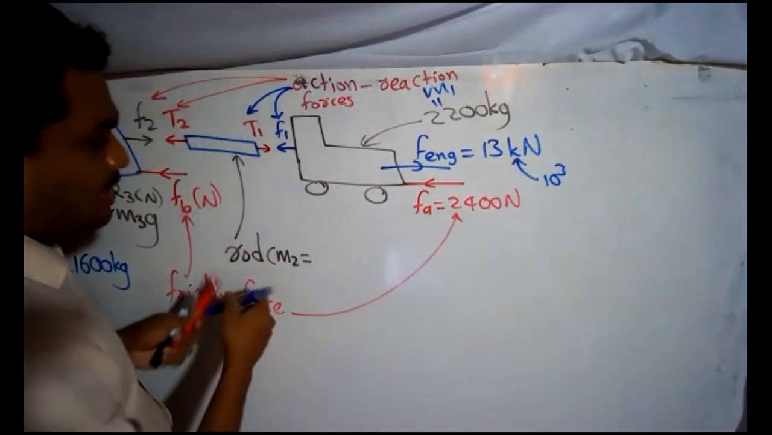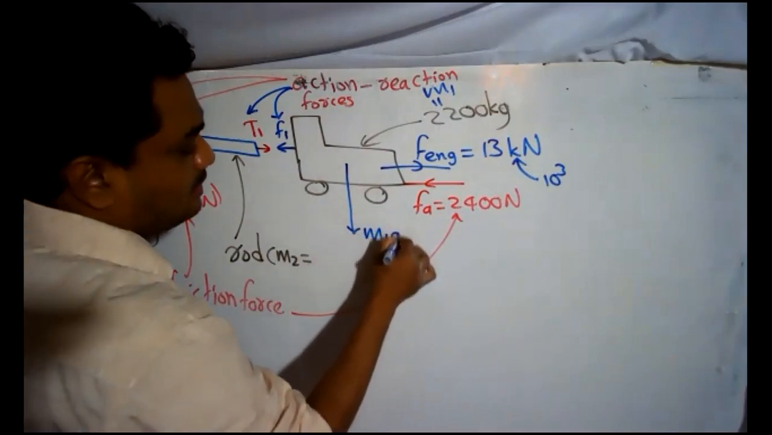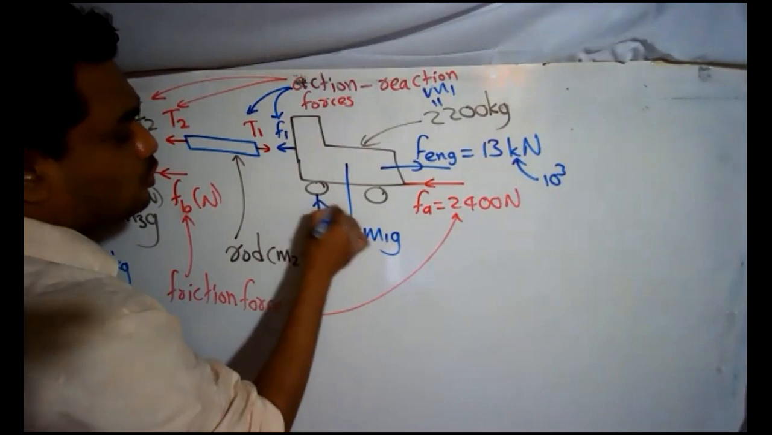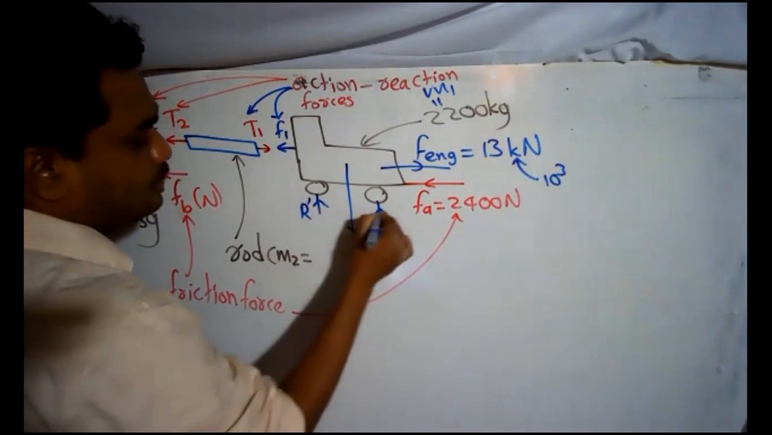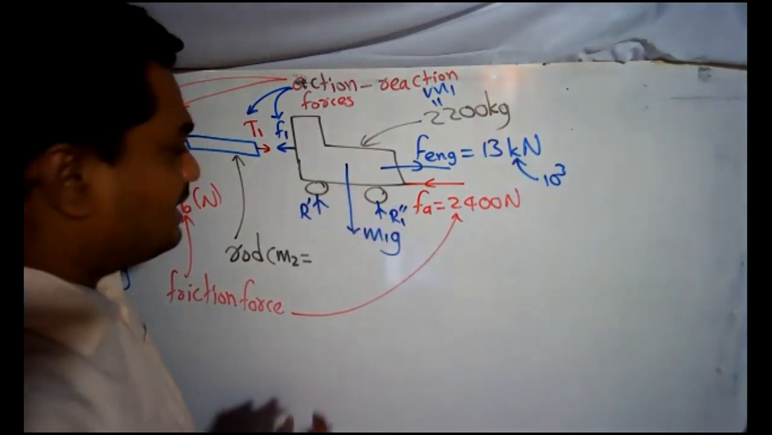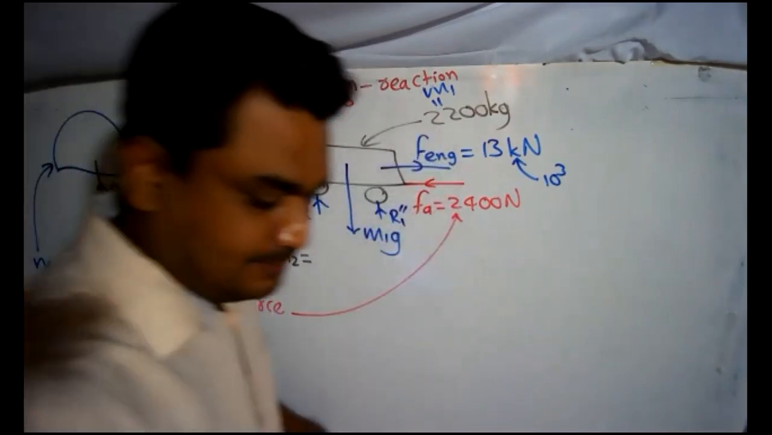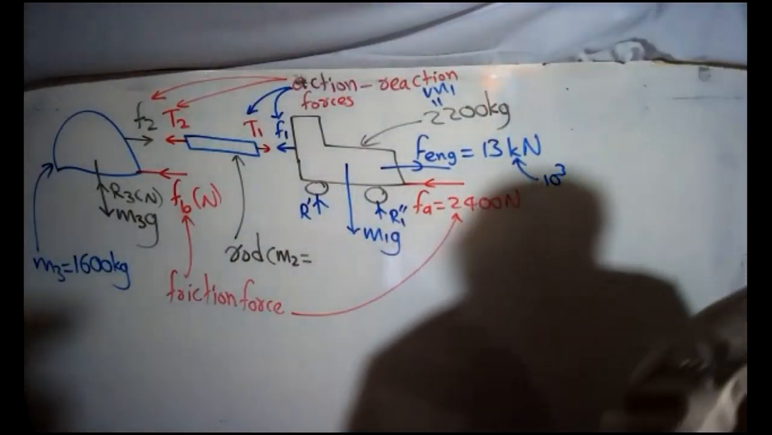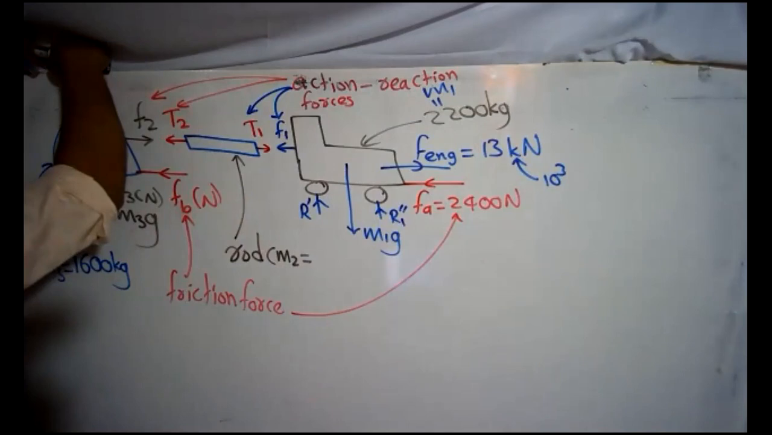If I want, I can mark the weight of the tractor as M1G. There will be two normal reaction forces, R1 dash and R1 double dash, for the two wheels. But I think they have not asked for them. Draw the free body diagrams. After that, let's discuss. So this is question number 16.